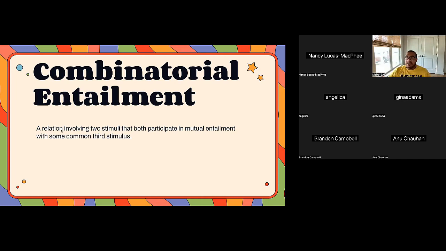The definition is a relation involving two stimuli that both participate in mutual entailment with a common third stimulus. So it's just combo, it's just two mutual entailments, and it needs a common third stimulus. What this looks like is as follows.